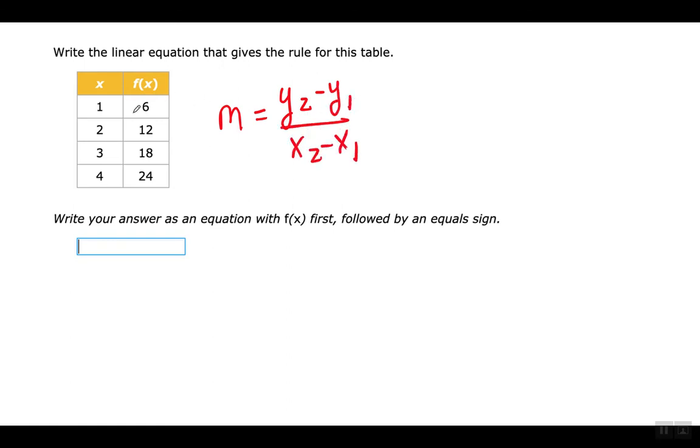When I substitute these values, let's just use the first two.